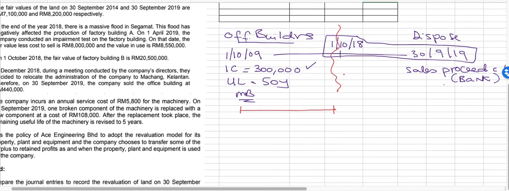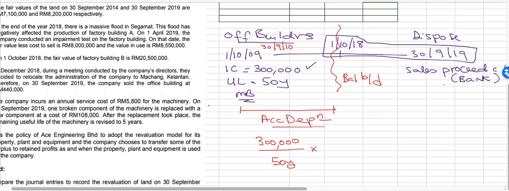Jangan terlanggar, because kat sini dia balance BD at the beginning of the year. So here we calculate the accumulated depreciation. That will be cost 300,000 divided by the useful life 50 years. And for how many years? So you start count from 30th September 10. So 10, 11, 12, 13, 14, 15, 16, 17, 18, that will be 9 years. Okay, 9 years.